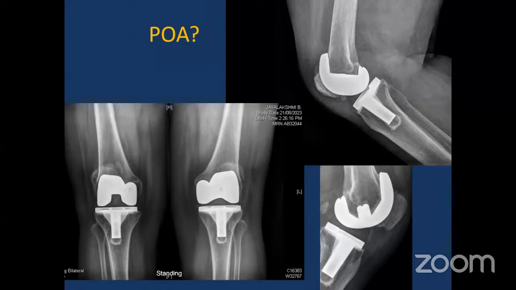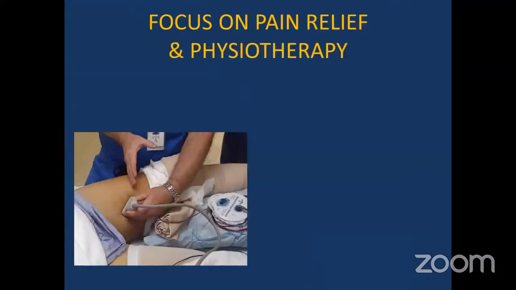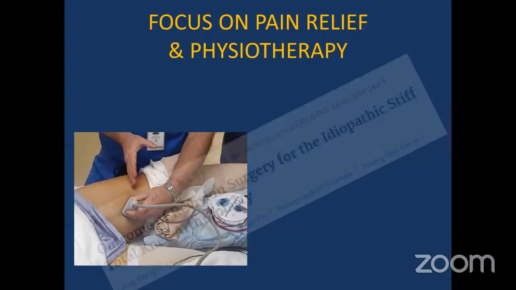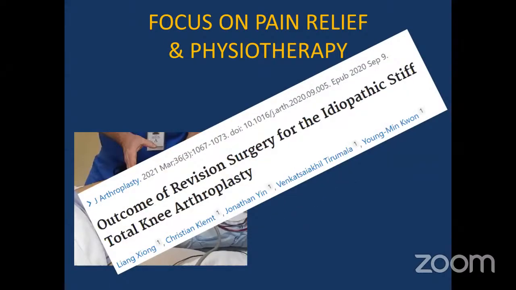And if I have to offer her revision, if she's still adamant, probably the only thing I may be able to give her is a hinged. Is it or is it not? I'm not sure, but the key thing probably is that you need good pain relief and physiotherapy even after your arthrolysis. The outcome of revision surgery is not very good when you're considering it for stiffness.